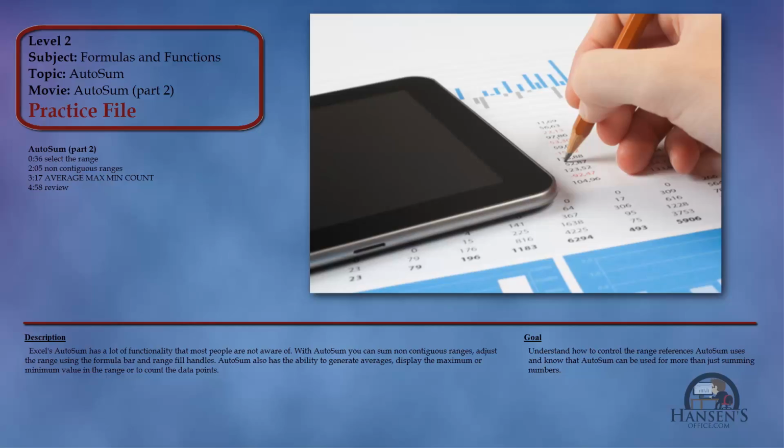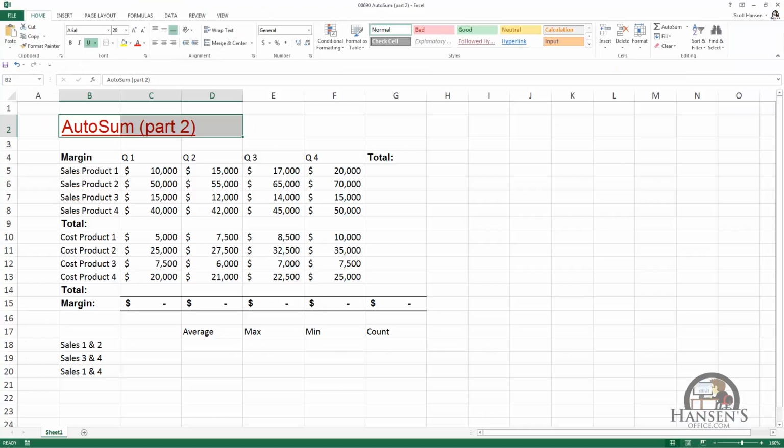In fact, you can select non-contiguous ranges to sum, and the AutoSum command button enables you to do more than just sum. You can get the average of a selected range of numbers. You can find the maximum, the largest value in that range, the minimum value, or you can count the data points. So this is AutoSum Part 2.